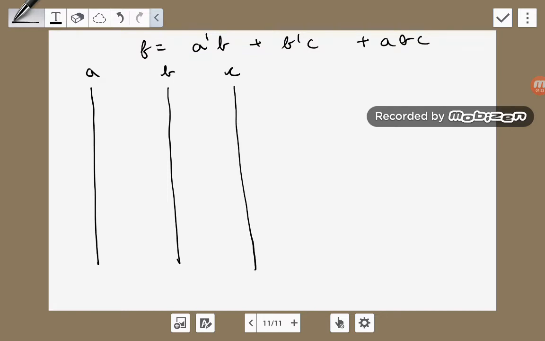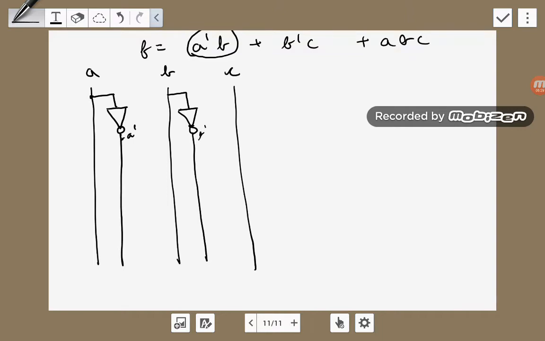Okay, now the first element is A naught multiplied by B. So to make an A naught, what we can do is take a wire out from A and send it into this NOT gate. Ta-da! This is my A naught ready. What else? Do we need a B naught? Yes, we need a B naught as well. So I take a wire from B into a NOT gate. My B naught is ready now. Do we need a C naught? No, we don't.